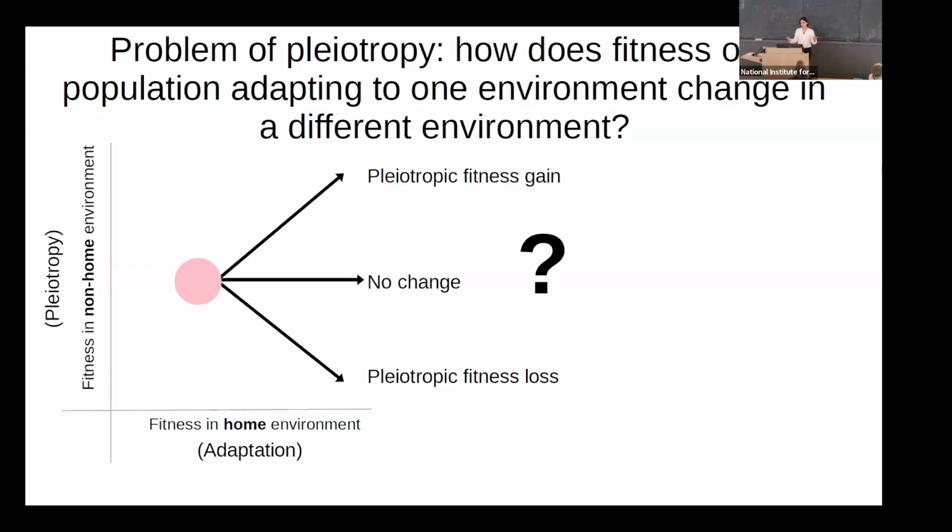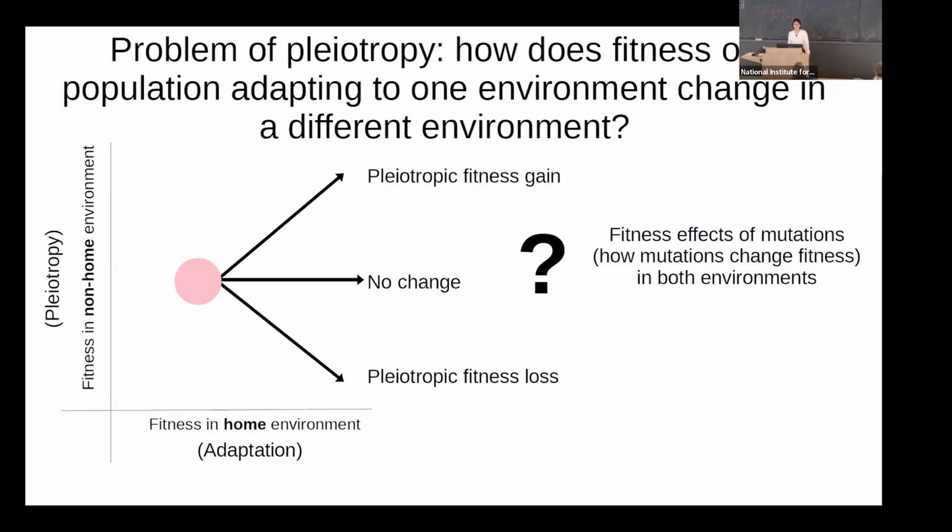There are 3 possibilities when it comes to pleiotropic trajectories. One is that there could be no change in the fitness in the non-home environment when there's adaptation to the home environment. As you can see, you're going from left to right, so fitness is increasing. That's what we mean by adaptation. And we could have a pleiotropic fitness gain or a pleiotropic fitness loss. The question is, can we really say what's going to happen? And we can, if we know how mutations change fitness in both environments. So we need to know the fitness effects of mutations in both the home and non-home environments.